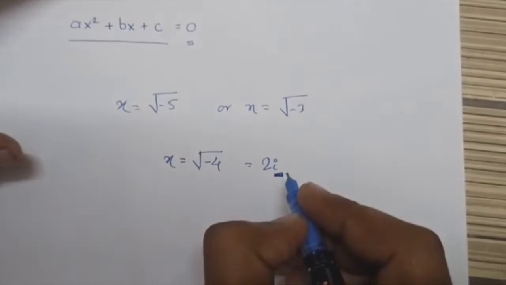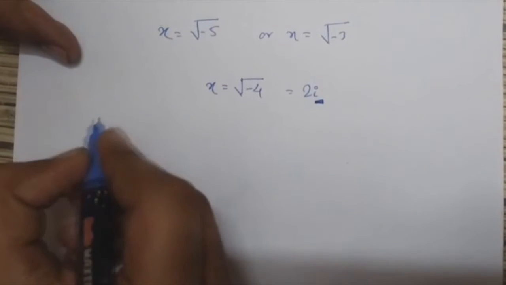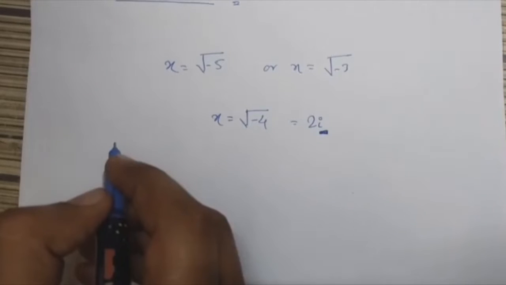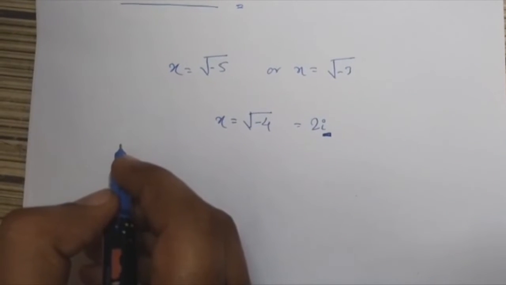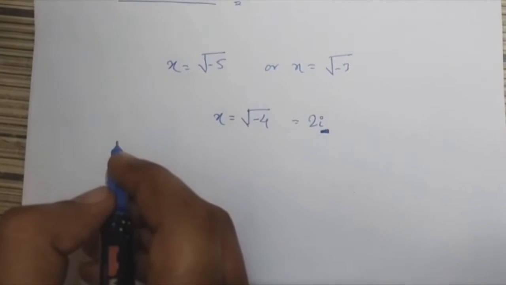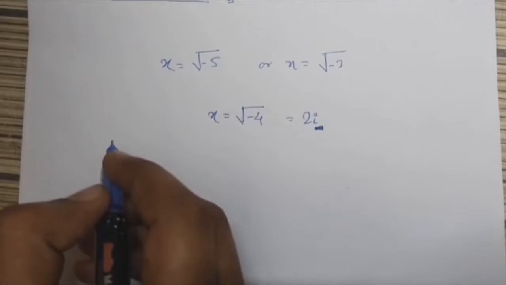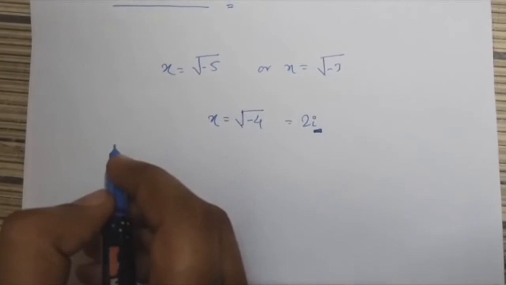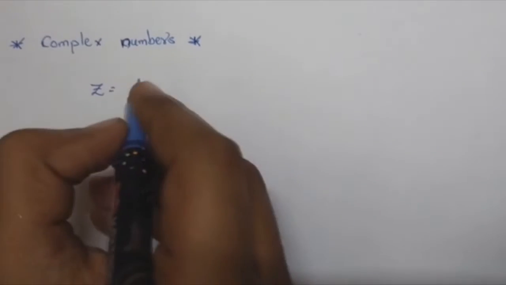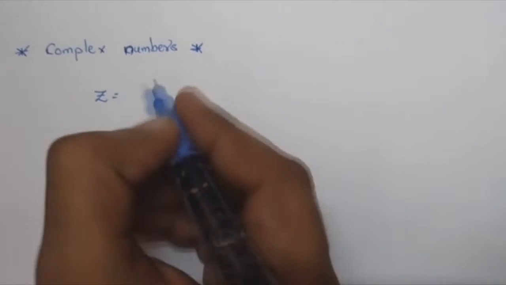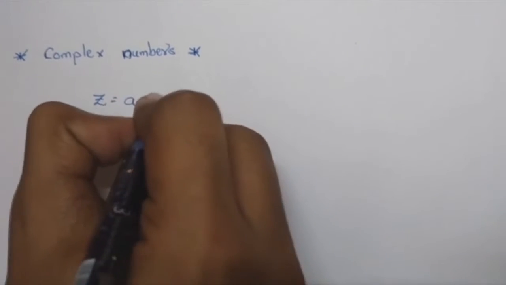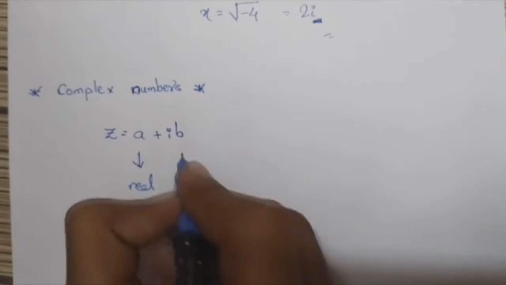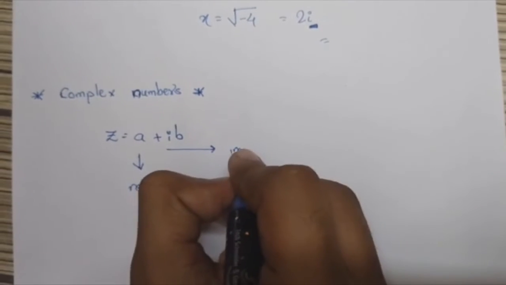Then what does it actually mean? It means that the mathematics which we have been using for years and years is not sufficient to solve such types of questions, so we introduce a new term called the imaginary number, which comes under the topic of complex numbers. Complex numbers are represented as z equals a plus ib, where a denotes the real part and ib denotes the imaginary part.